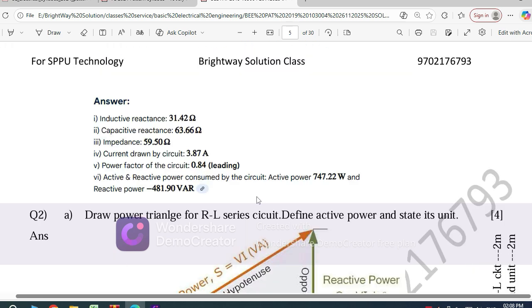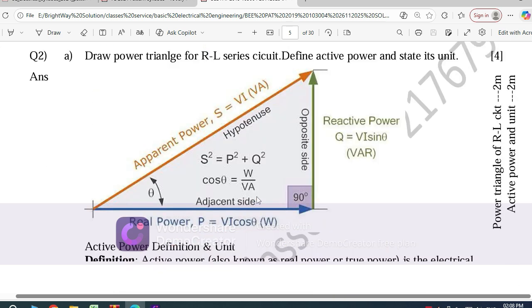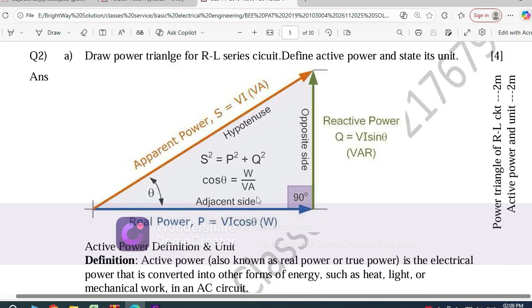Now these are the overall summary. Okay, so next, question number 2. This is an either-or question. Okay, it's question number 2.